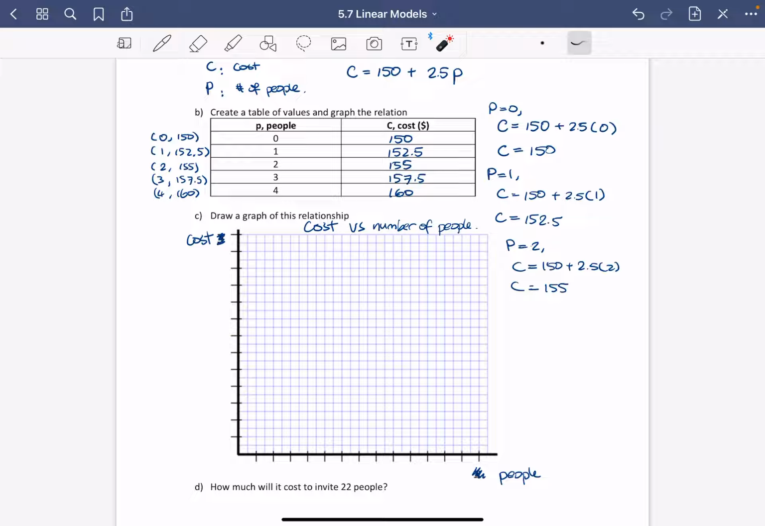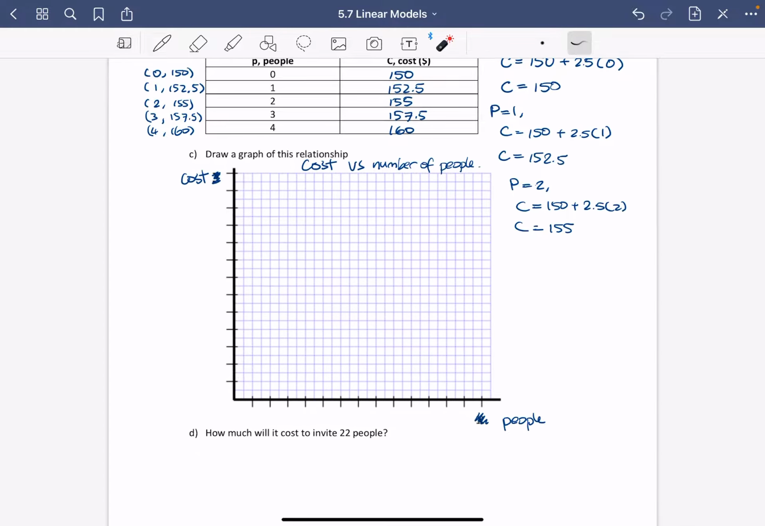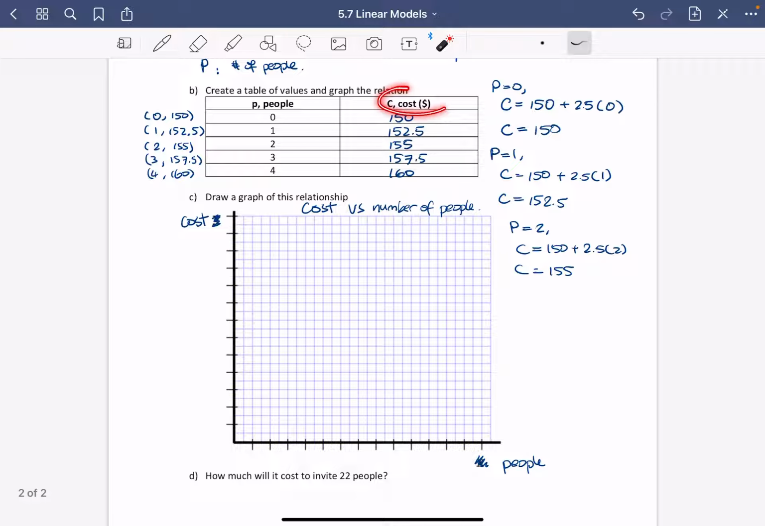So the number of people is our input value and the cost is our output value because the cost depends on how many people there are, right? So our input values are like the x values, which will be the horizontal quantity, and the output values are the y values, which will be our vertical quantity. That's why people is the horizontal axis and the cost is the vertical axis.